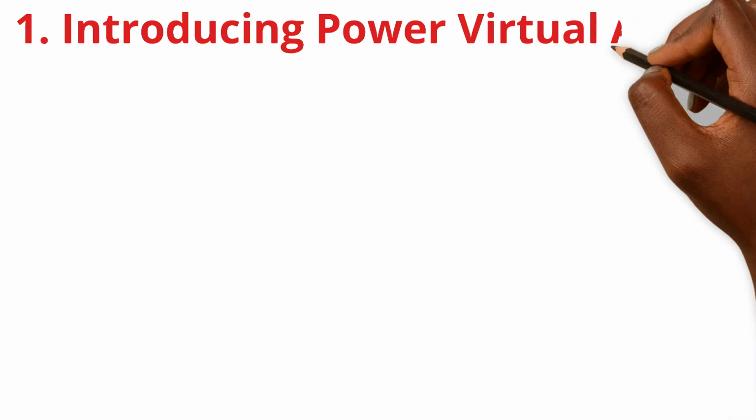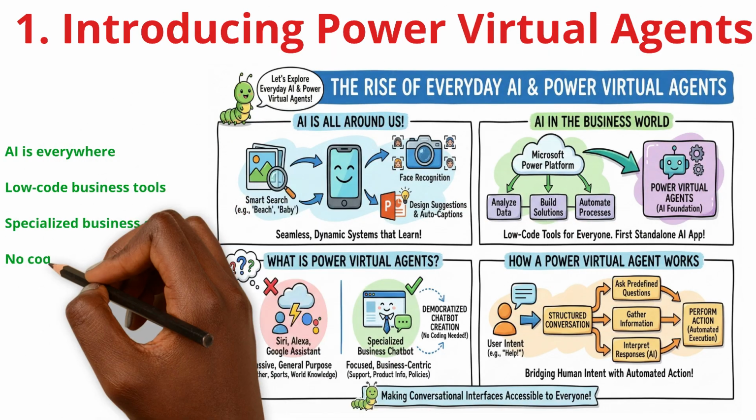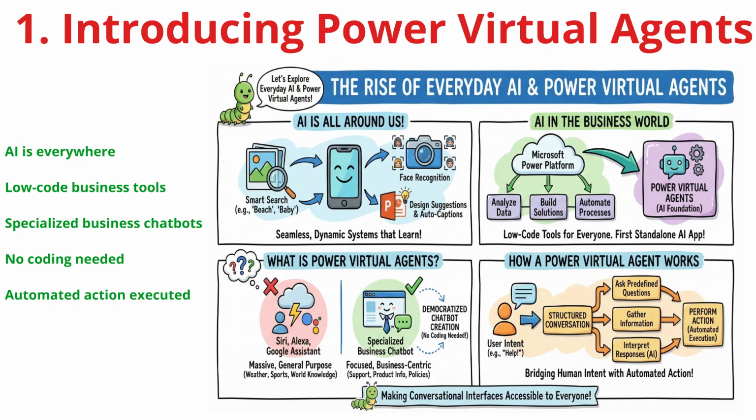Let's explore the rise of everyday AI and Power Virtual Agents. Artificial intelligence is already all around us. It's the seamless, dynamic system powering features like Smart Search for beach or baby photos, face recognition, and even design suggestions and auto captions in software like PowerPoint. In the business world, the Microsoft Power Platform offers low-code tools for everyone to analyze data, build solutions, and automate processes. This platform is the foundation for Power Virtual Agents, the first standalone AI app.